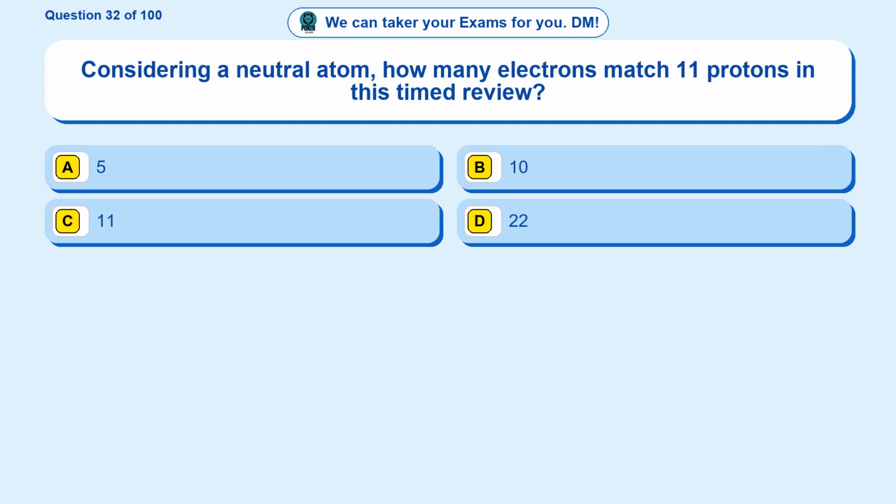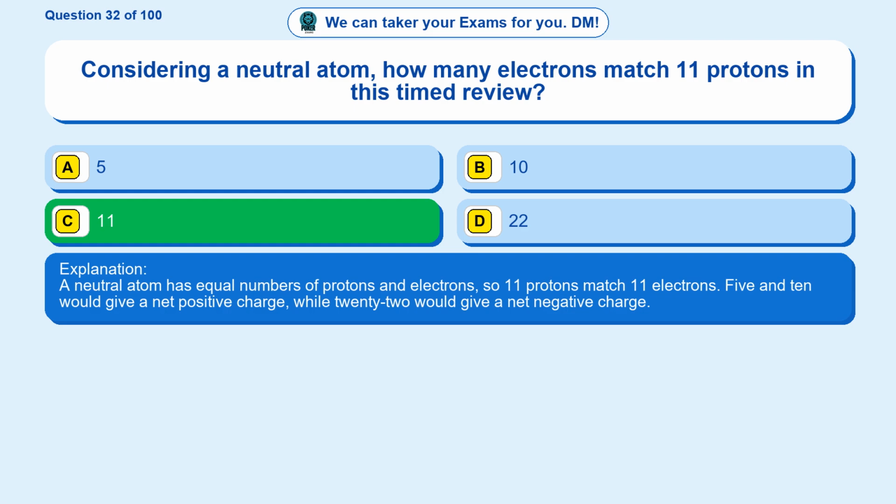Question 32. Considering a neutral atom, how many electrons match 11 protons in this timed review? Option A, 5. Option B, 10. Option C, 11. Option D, 22. The correct answer is option C, 11.